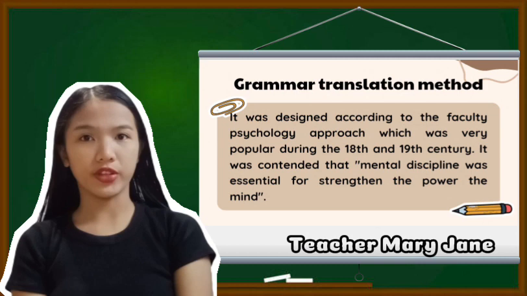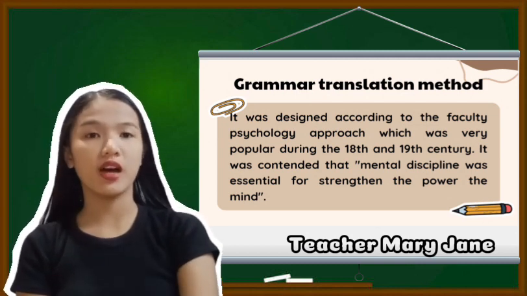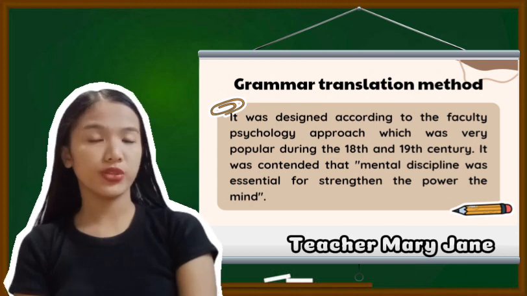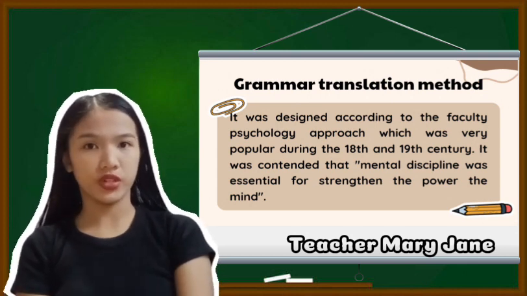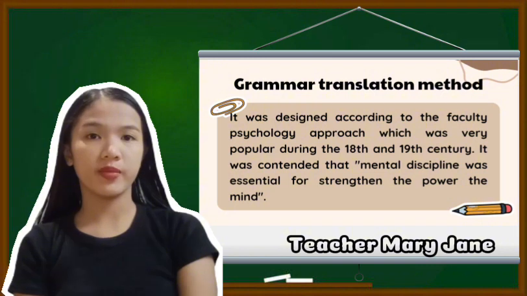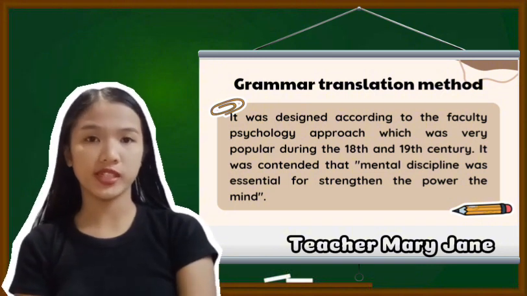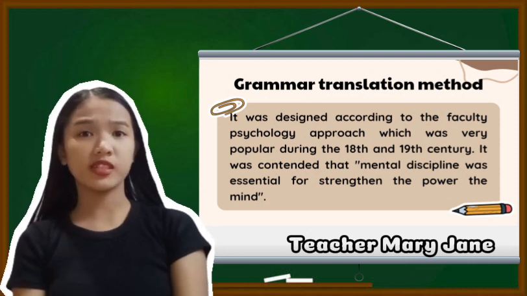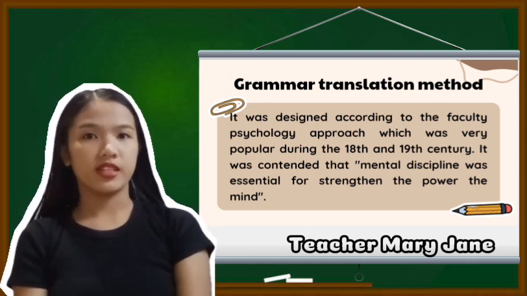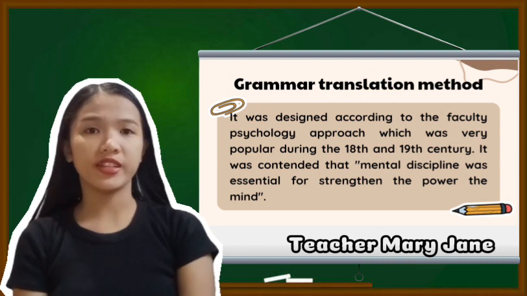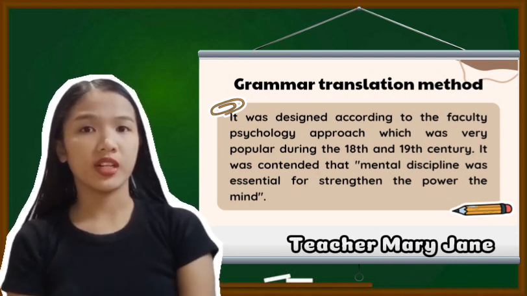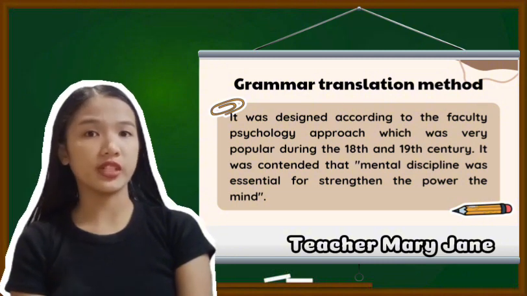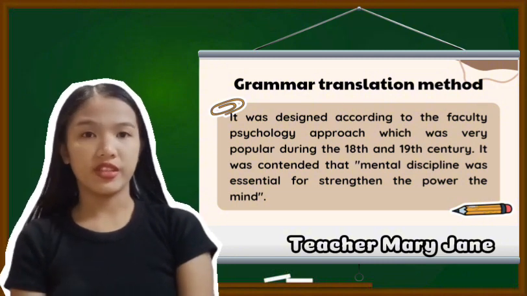Grammar translation method was designed according to the faculty psychology approach, which was very popular during the 18th and 19th century. It was contended that mental discipline was essential for strengthening and empowering the mind. So the grammar translation method was very popular during the 18th and 19th century because of the contention that mental discipline was essential for strengthening the power of the mind.